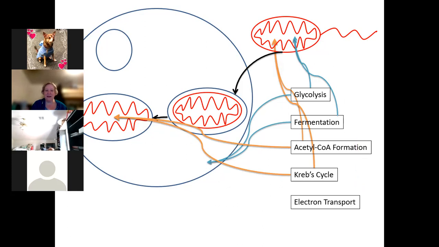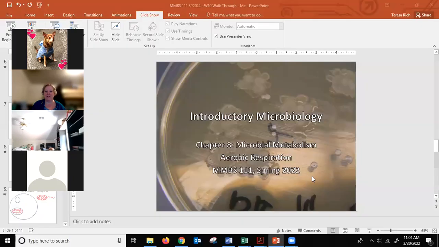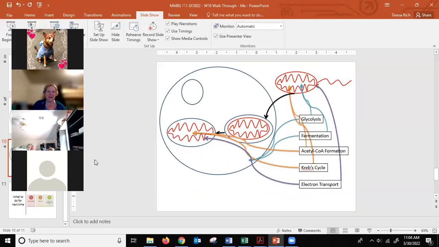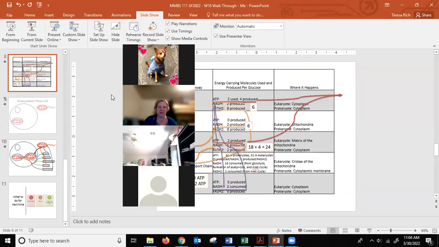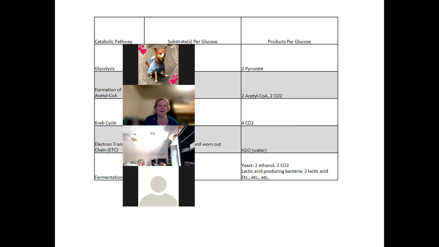Okay, we've got a few minutes. You know what? I'm going to stop the slideshow so that I can back this up to this table and start the slideshow again. Whoops, let's go back one. Oh, I went back one too far. Sorry about that, guys.